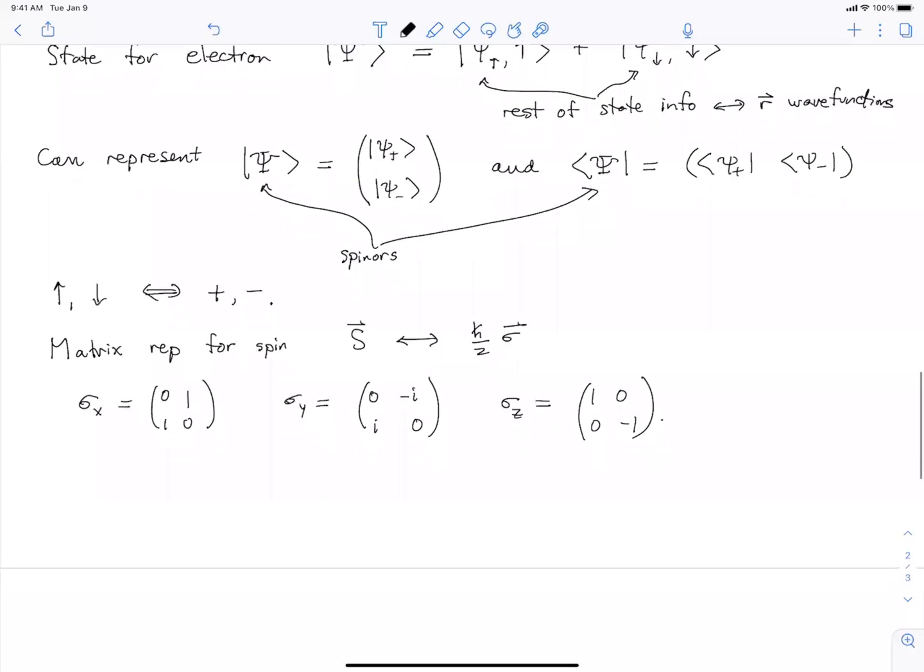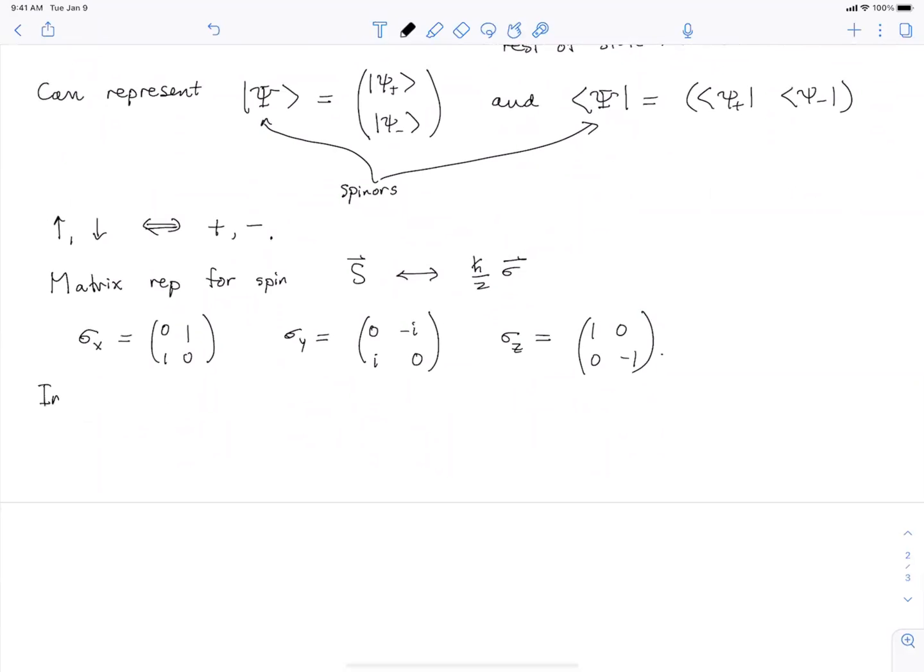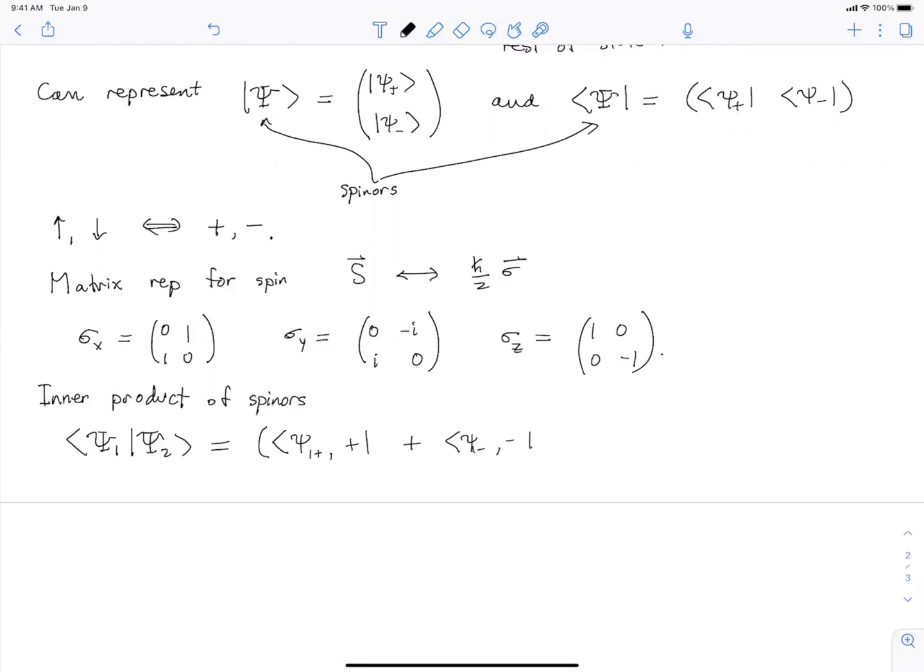And then we can have an inner product of spinors, which can be represented in two different ways that are just exactly equivalent. So one way is, let's say I have psi1 and psi2. I can write it in the sum version of things: psi1 plus, plus, that means spin up, plus psi1 minus, minus, and then acting on psi2 plus, plus, plus psi2 minus, minus. Okay, that's one way of writing the inner product of those two states.